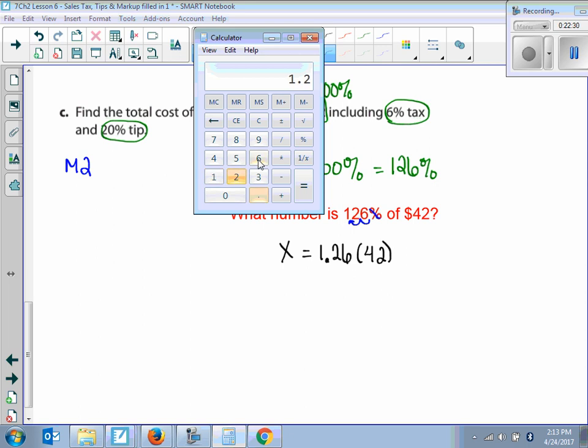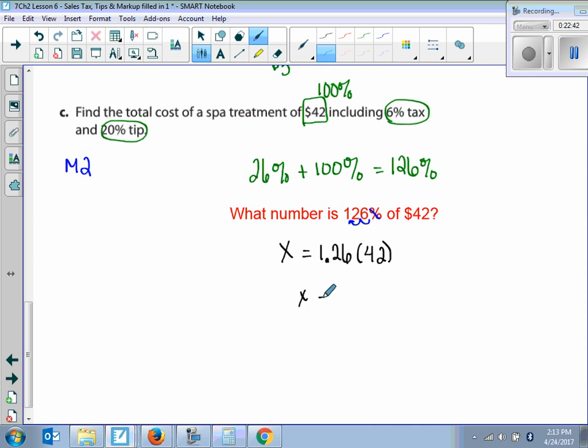So 1.26 times 42 gives you what? $52.92. Very good. So X is equal to $52.92. Is everybody clear? I will write the work for method 1, so that is also on the recording, or the printed notes.